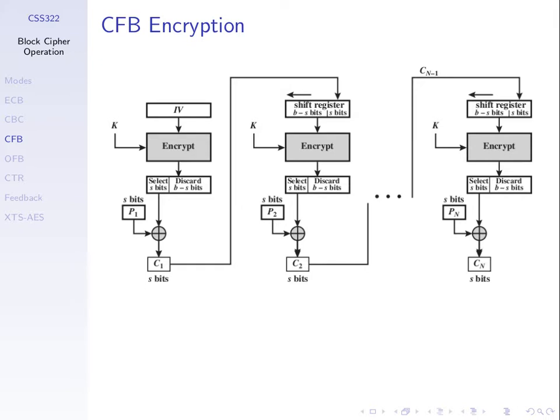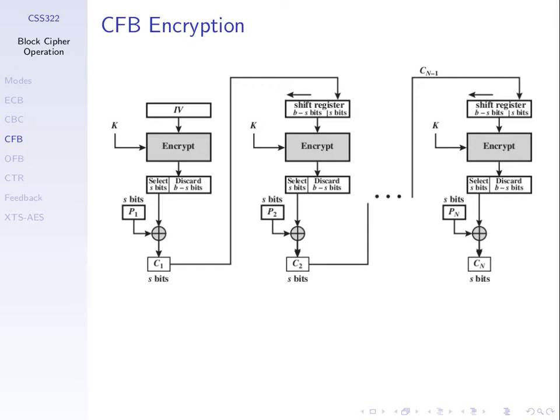So it becomes a shift register. We have our B bits. We discard the leftmost S bits and attach these S bits to the end. And then encrypt again. Select the leftmost S bits, XOR, and keep going. And what we're doing is we're encrypting S bits of plain text at a time in each stage, not the full 64 or full B bits. Any questions on how to do cipher feedback mode? Of course, S and B are variables here. The shift register box is the encrypt from the previous one.